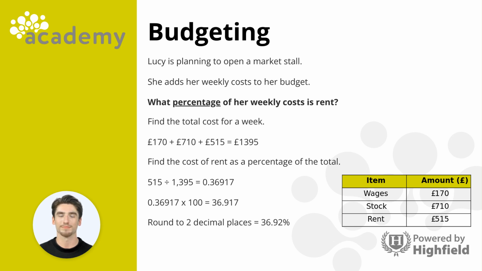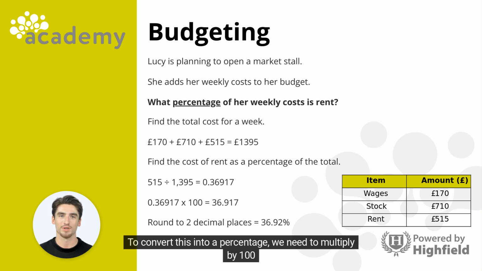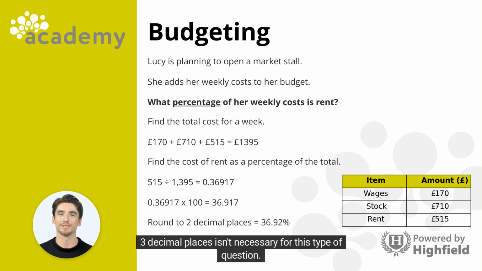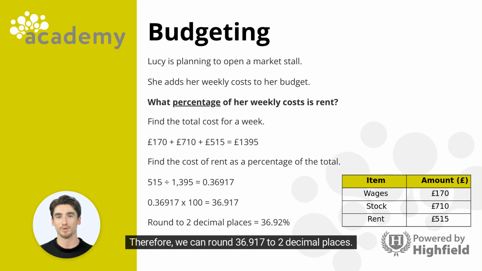This gives us 0.36917. To convert this into a percentage, we need to multiply by 100. 0.36917 multiplied by 100 equals 36.917. 3 decimal places isn't necessary for this type of question. Therefore, we can round 36.917 to 2 decimal places. In this instance, 36.917 becomes 36.92%.